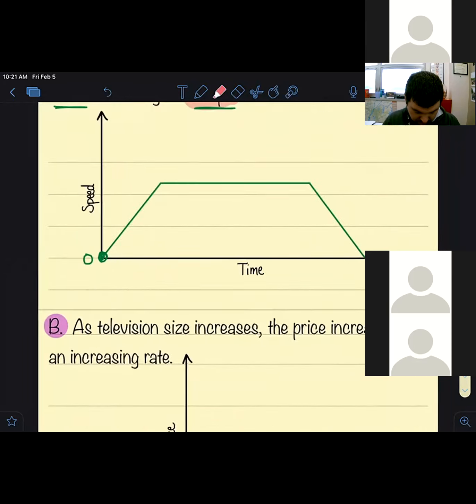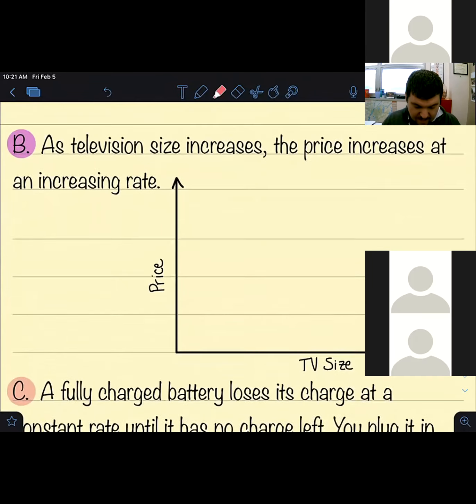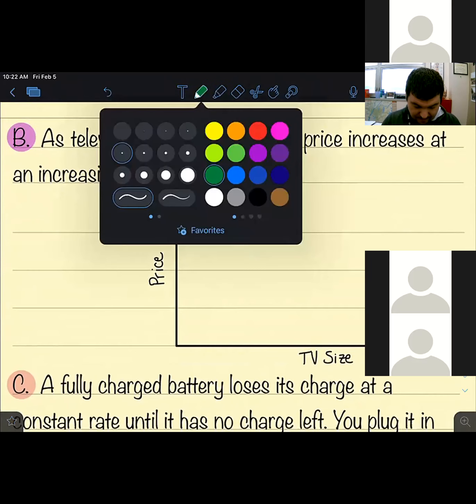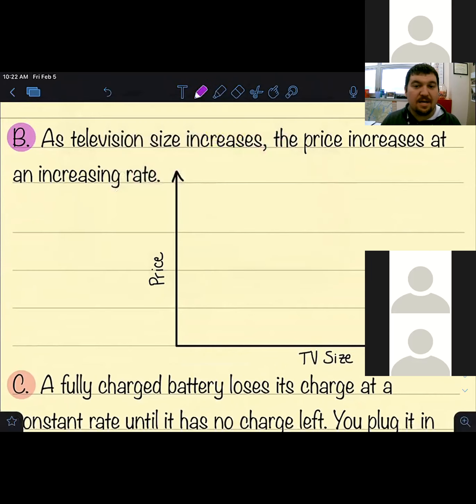Let's look at the next one. As television size increases, the price increases at an increasing rate. It increases at an increasing rate, so it's going to be nonlinear. Okay, it's not a constant rate. It's going to start off with kind of a slow increase, and then it's going to really start to pick up and increase. The rate that it's increasing is increasing. So it's going to look like, I should probably just start over.